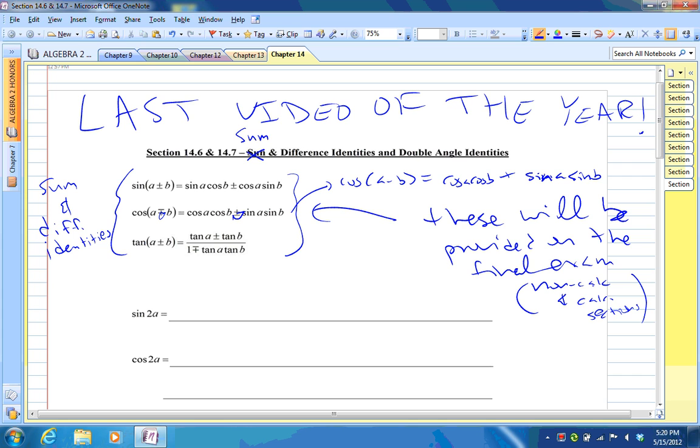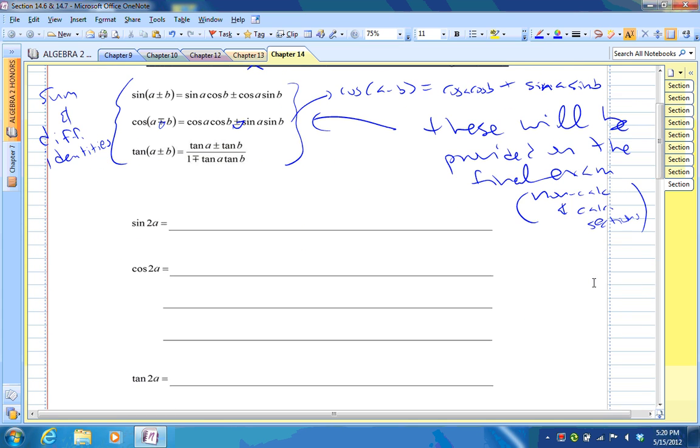The double angle formulas won't be provided, but they're actually not that bad. All you would do is take the sum formulas and substitute A for B. So for example, you could say sine 2A is the same thing as saying sine of A plus A, right? A plus A is 2A.